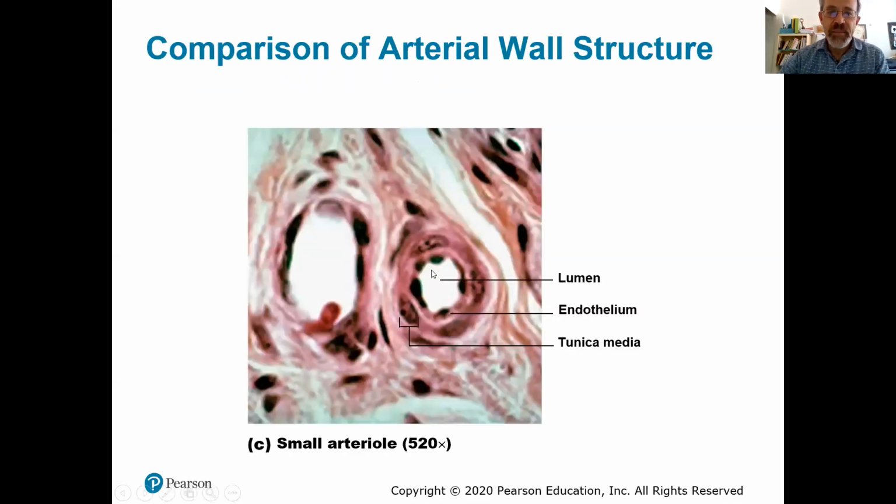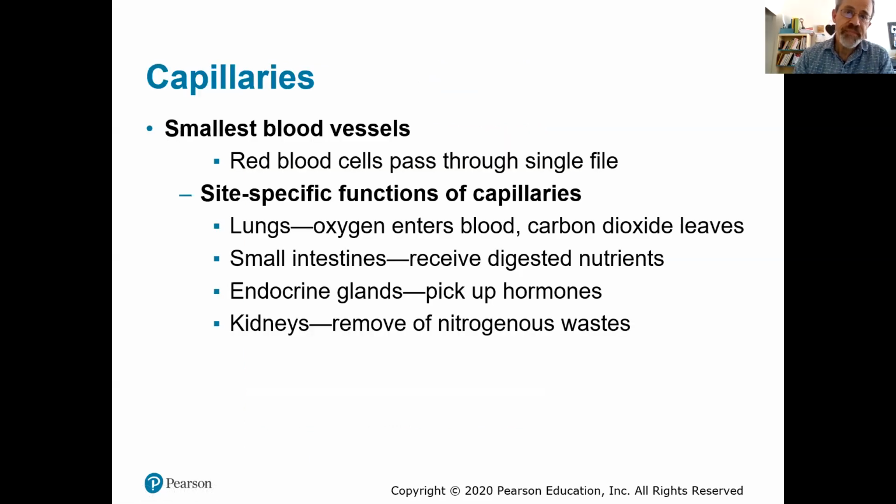And this is a diagram showing an arteriole. Here is the tunica intima. Here we have the tunica media with the smooth muscle. No tunica externa at all. And again, these are smaller than the arteries themselves.